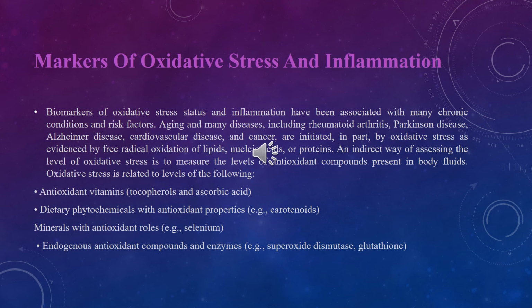Markers of oxidative stress and inflammation. Firstly we will discuss free radicals. Basically, free radicals are unstable molecules. They can damage the cells in the body, and they are a result of the normal metabolic process: when the body uses oxygen, it produces free radicals as a byproduct.